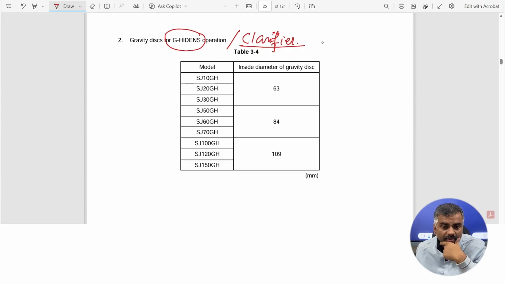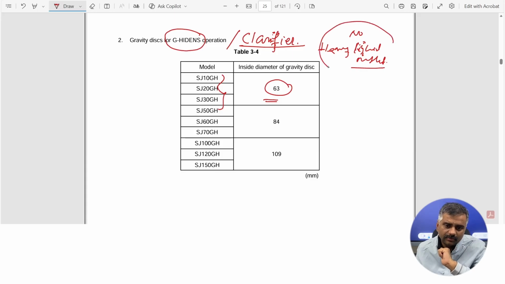So there is no heavy liquid outlet in this, due to which the gravity disc diameters are set. So there is no need to change the gravity disc for different viscosity of oil. That is one advantage of this G Haydn principle. Only one gravity disc for a set size is given by the maker, comes installed with the device, and does not need to be changed upon a change in viscosity, because there is no heavy liquid outlet.